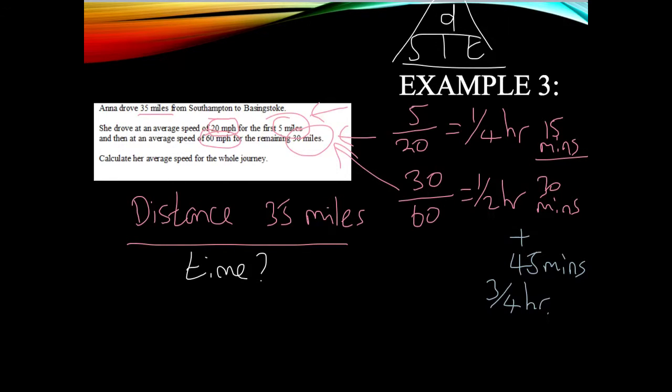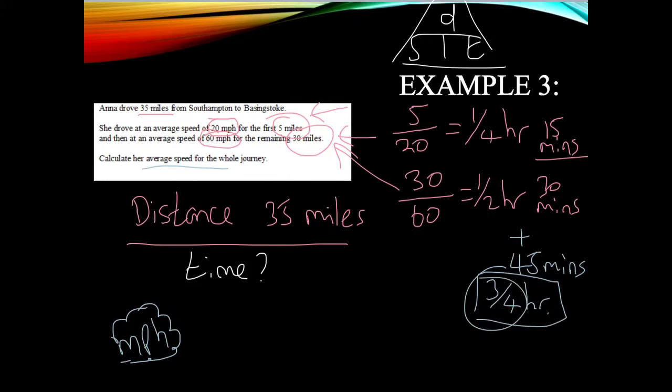Now we're trying to work out her average speed for the whole journey. Average speed in this case again is going to be miles per hour. This is what we're aiming for. So it would be best if we keep our time in terms of hours. So let's see what we've done. Distance was 35. The time it took was 3/4 of an hour. Now, if you've got a scientific calculator where you can type in 3/4, that's fine.